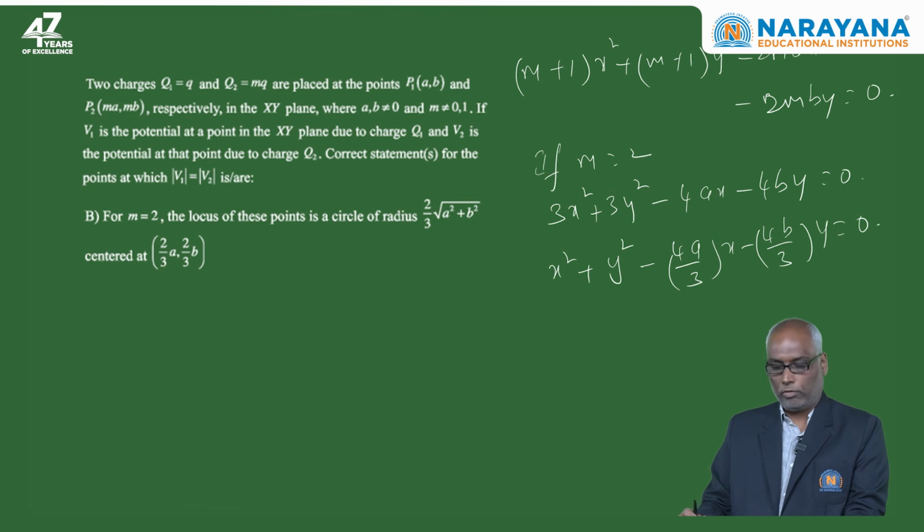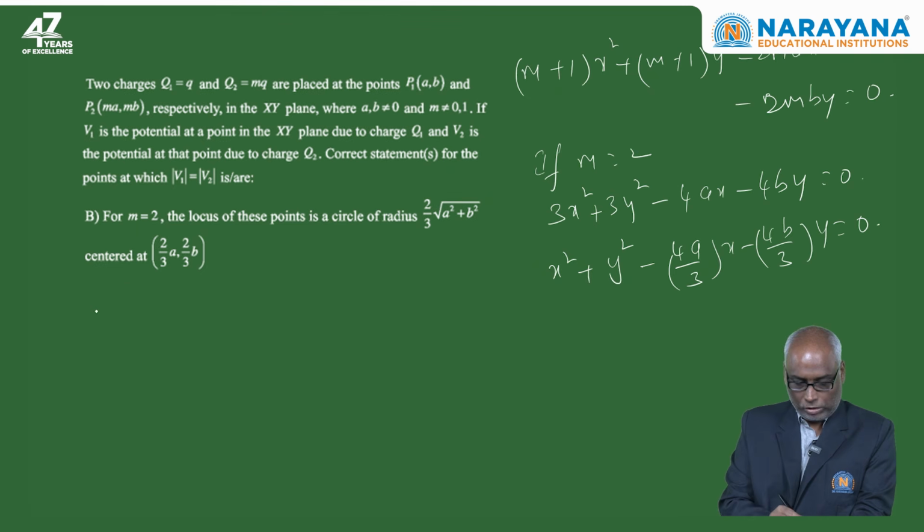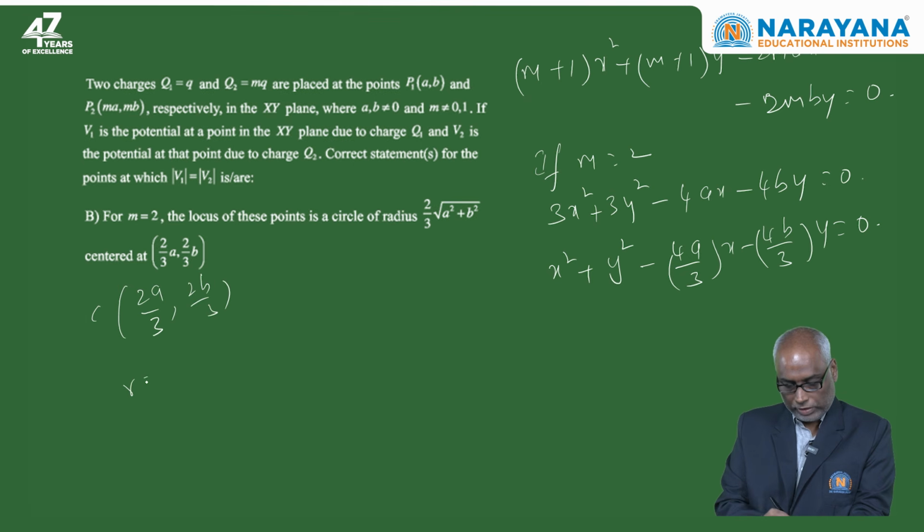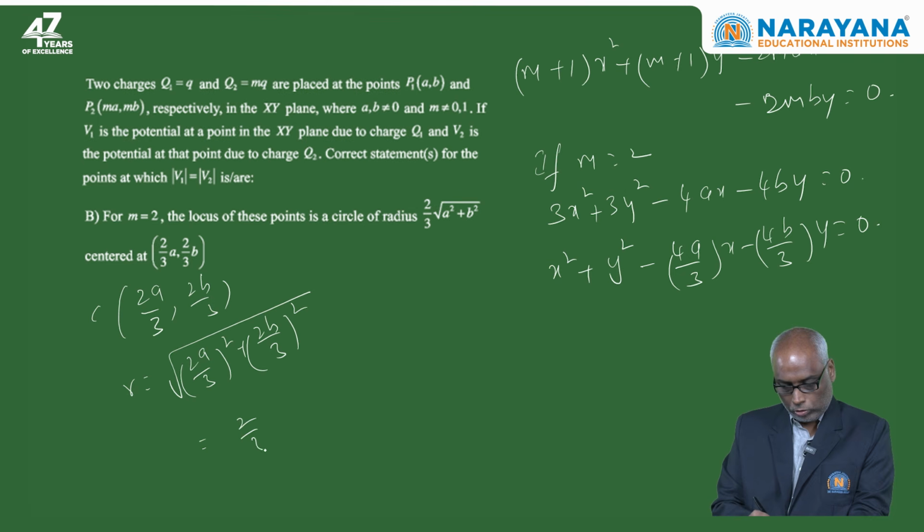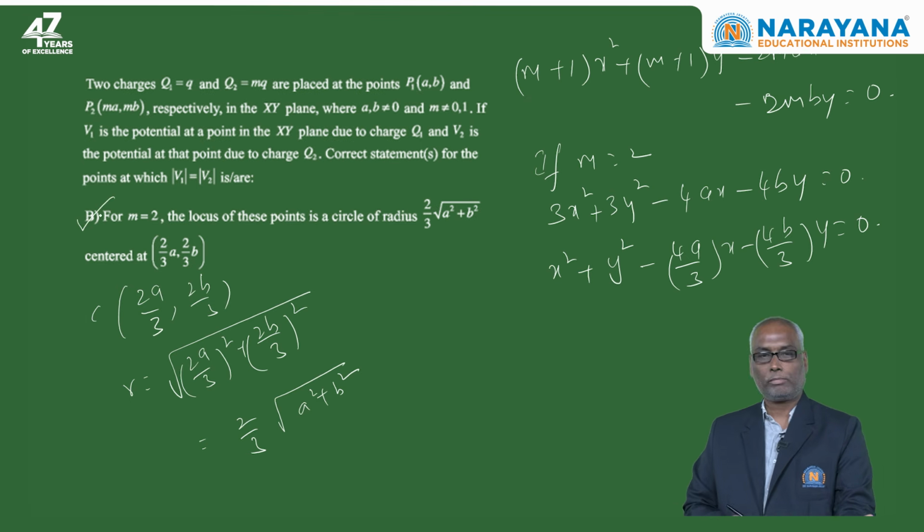So, this equation is in the form of x square plus y square plus 2gx plus 2fy plus c equal to 0. The coordinates of the center will be 2a by 3 comma 2b by 3, and the radius of the circle will be under root of 2a by 3 whole square plus 2b by 3 whole square, which will be equal to 2 by 3 into root of a square plus b square. So, option B will be correct.